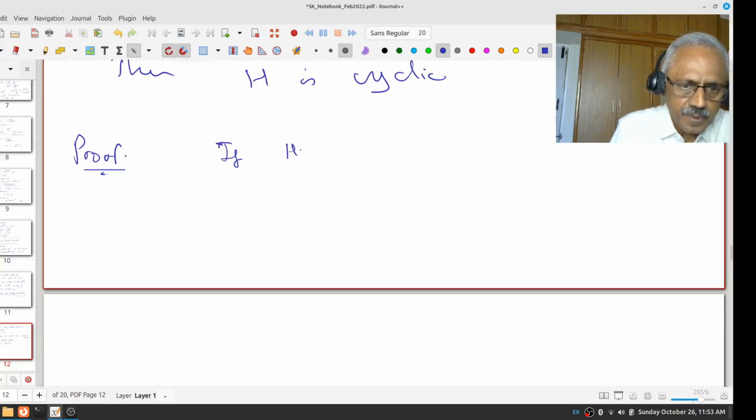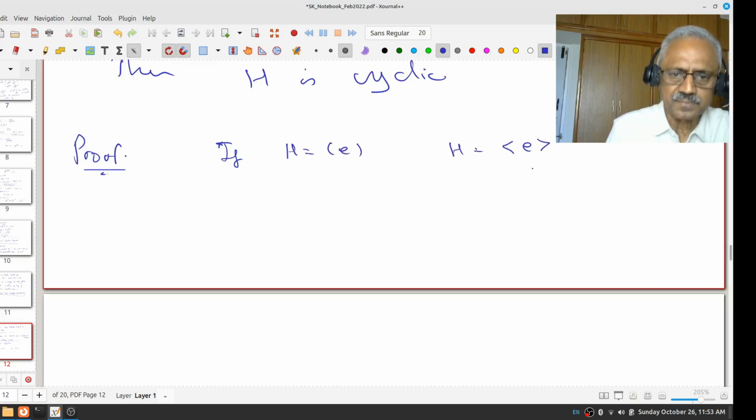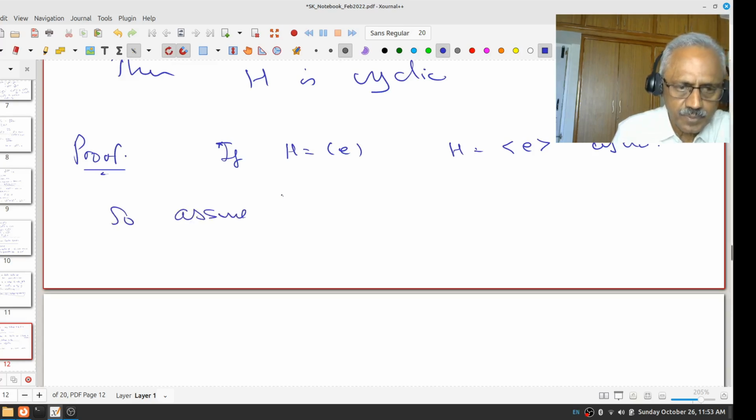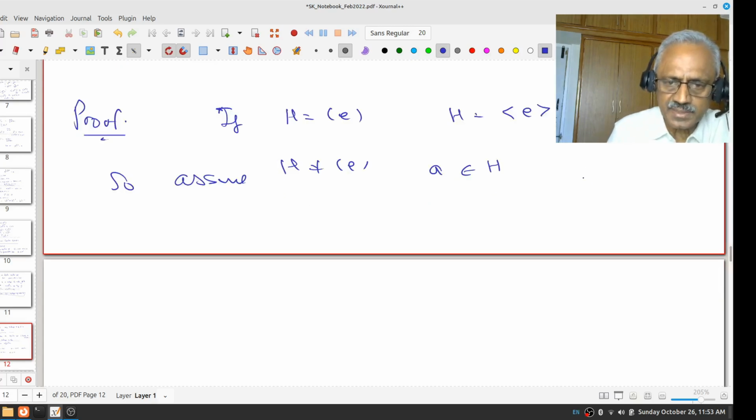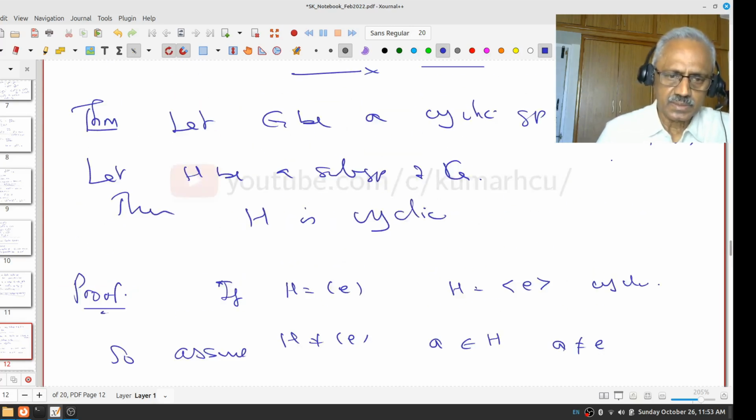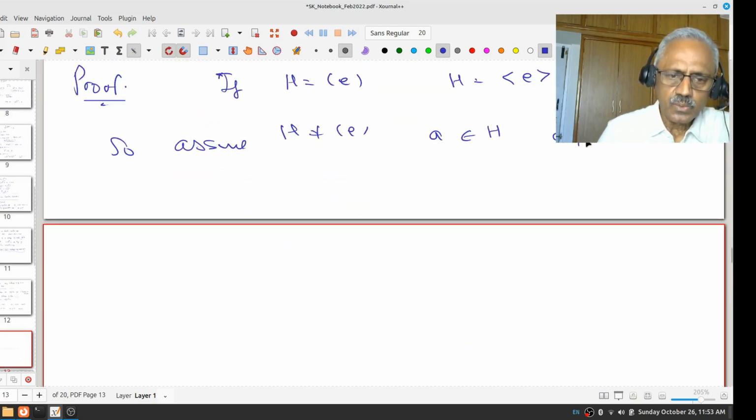If H is identity, then H is the subgroup generated by e. Therefore, cyclic. Right? So, assume H is not equal to identity. Therefore, there is an a in H, which is not identity.